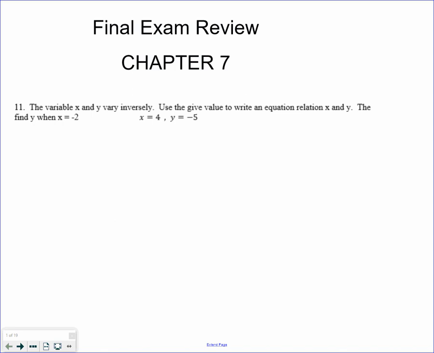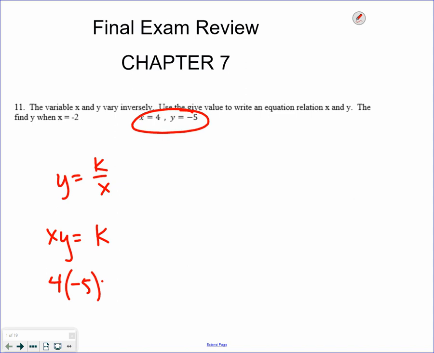So inversely, depending on how you were taught it, is y is equal to k over x, or you actually could think about it as xy equals k. So now you are given a situation in which x is 4 when y is -5. So find k. So putting it down here in the bottom equation, if x is 4 when y is -5, then k has to equal -20.